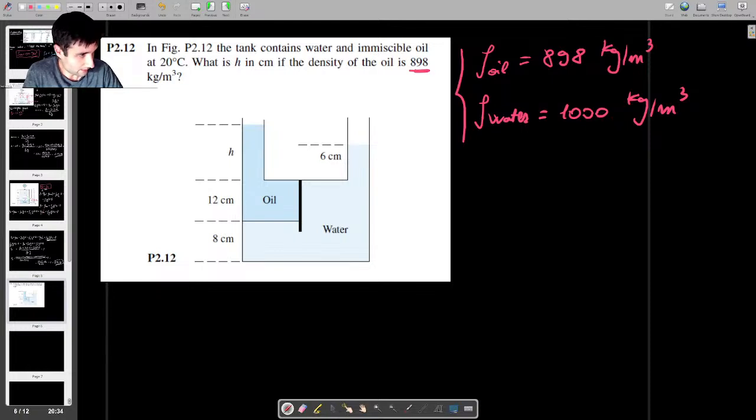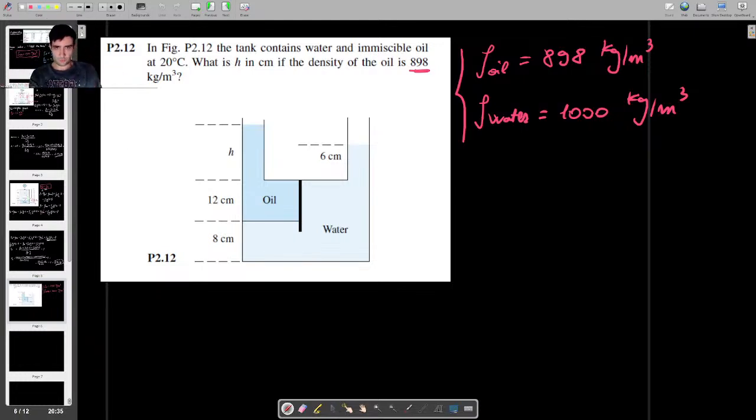Like this. And that's essentially it. And then we know a couple of heights. So we have to find h such that this configuration is possible, right? So let's have a look at what's happening.